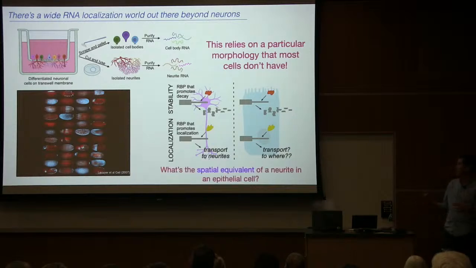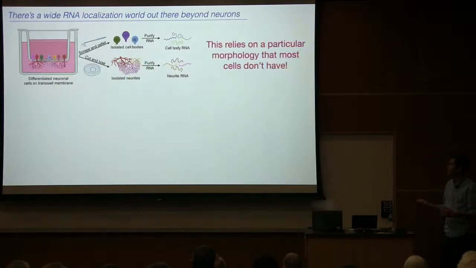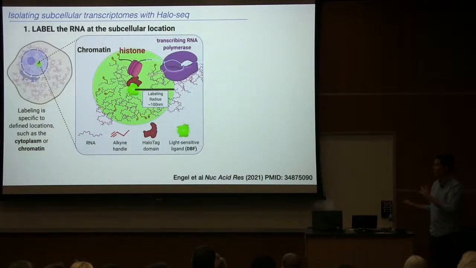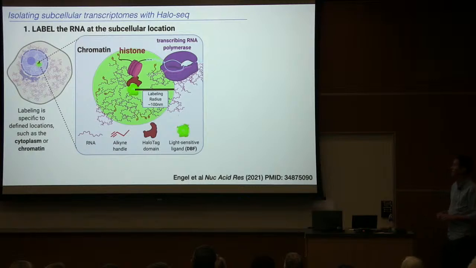So another way to say this is, what's the spatial equivalent of a neurite in a cell that doesn't have a neurite, like an epithelial cell? Again, partly profound, partly silly. So to do this, we have to have a way to assay RNA localization in this epithelial cell, which again, this will not work. So we had to come up with a way to do that. And so we developed this RNA proximity labeling system that we call HaloSeq.